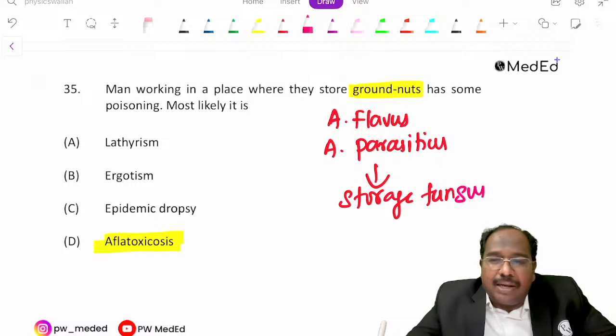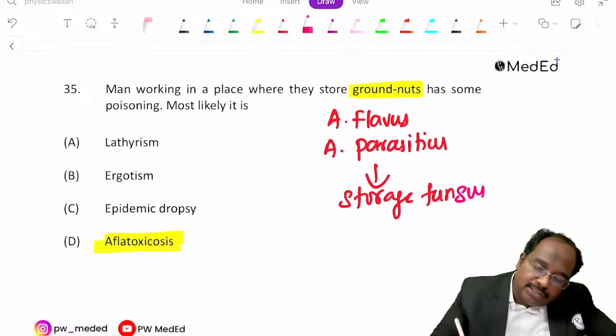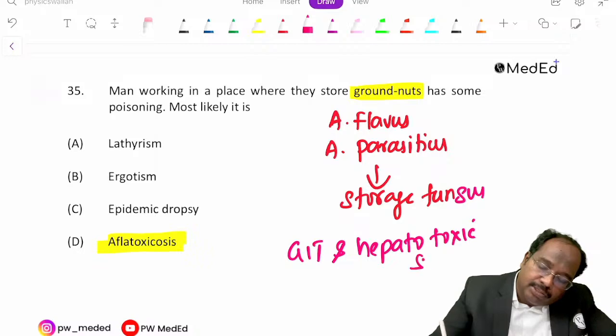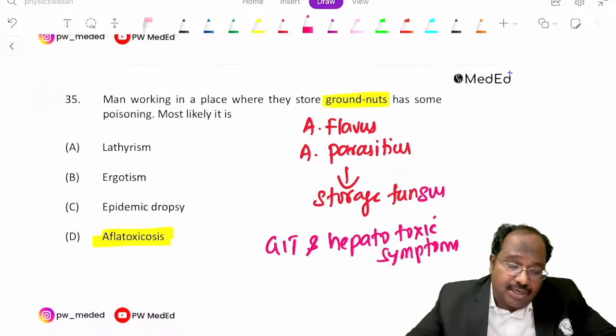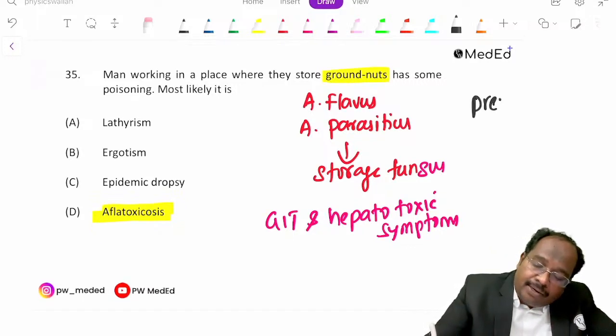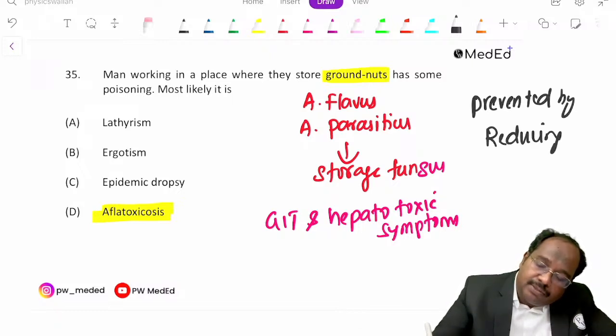People consuming this develop symptoms. Hepatotoxic symptoms, GIT and hepatotoxic symptoms they will develop. So what you are supposed to do is reduce the moisture level. This can be prevented by reducing the moisture levels.